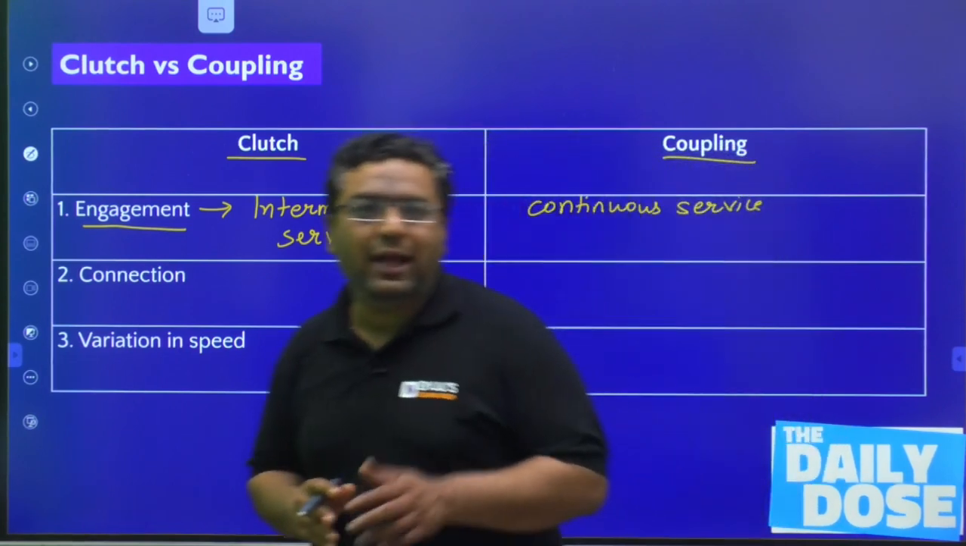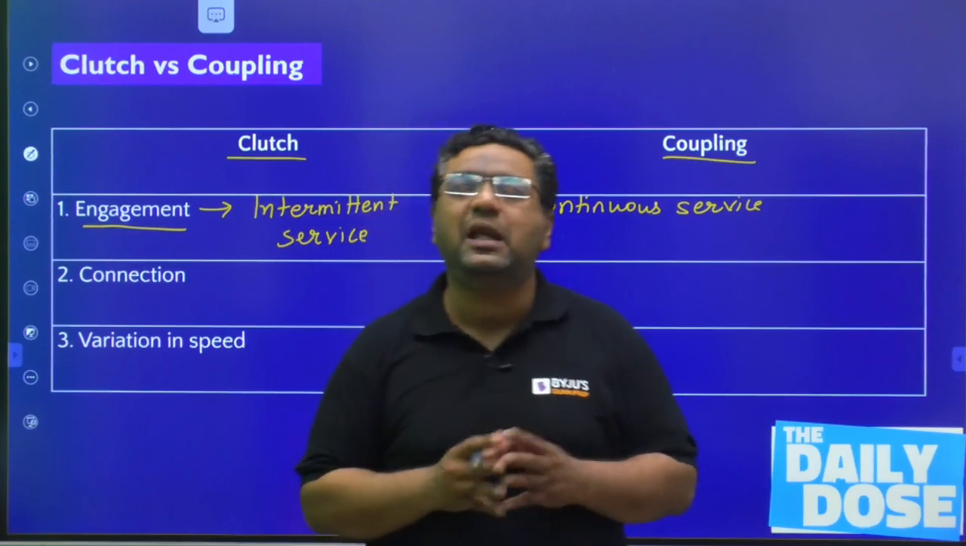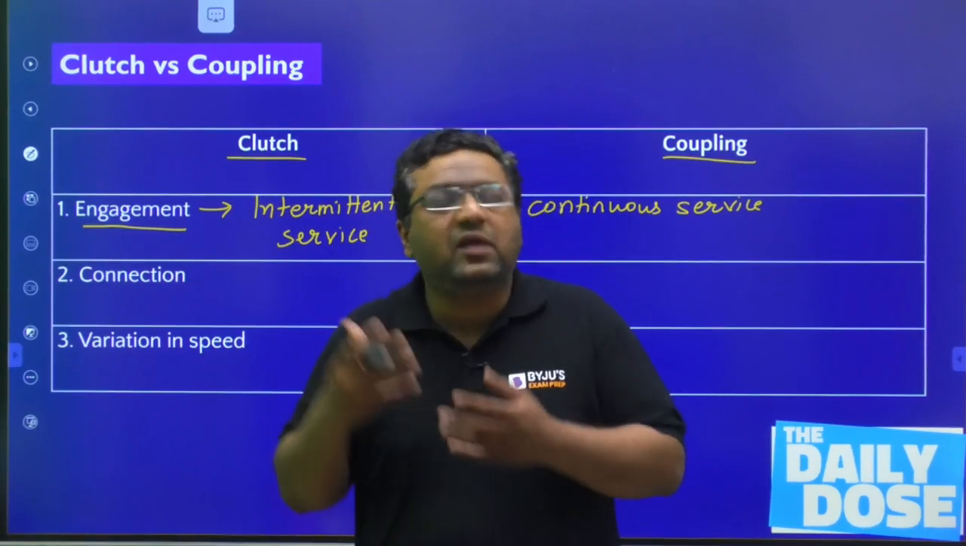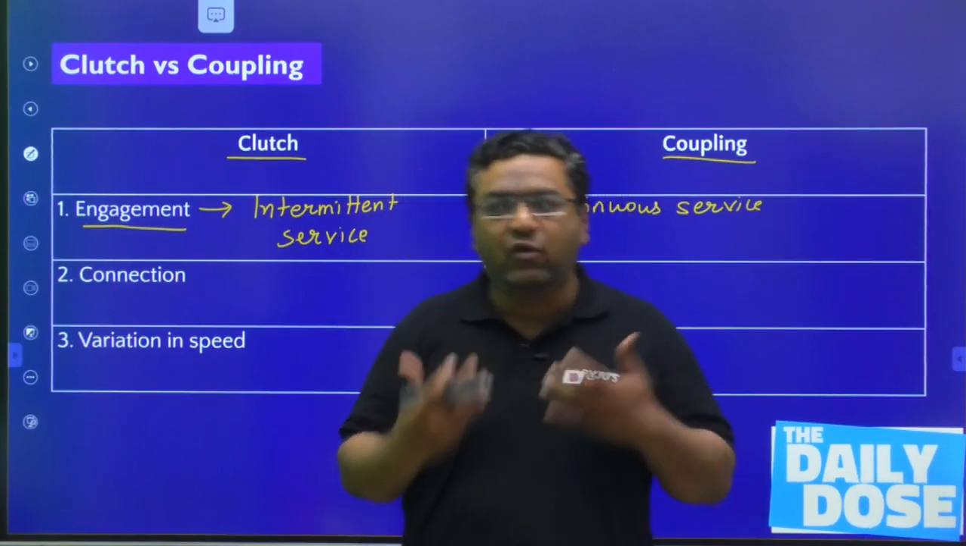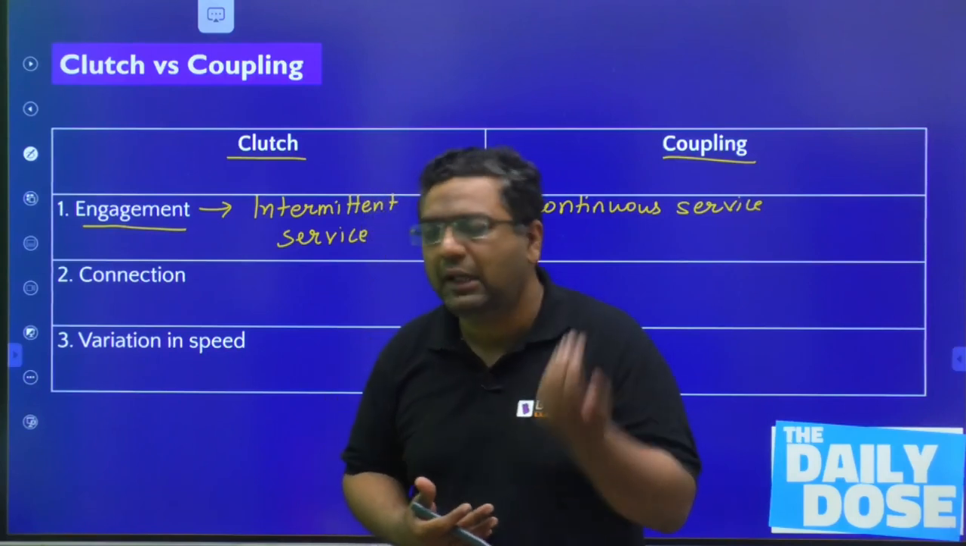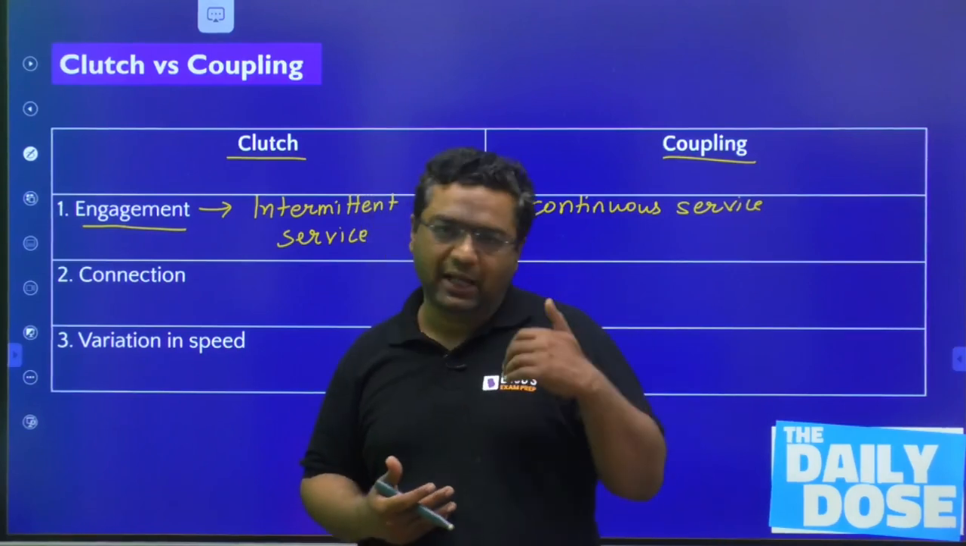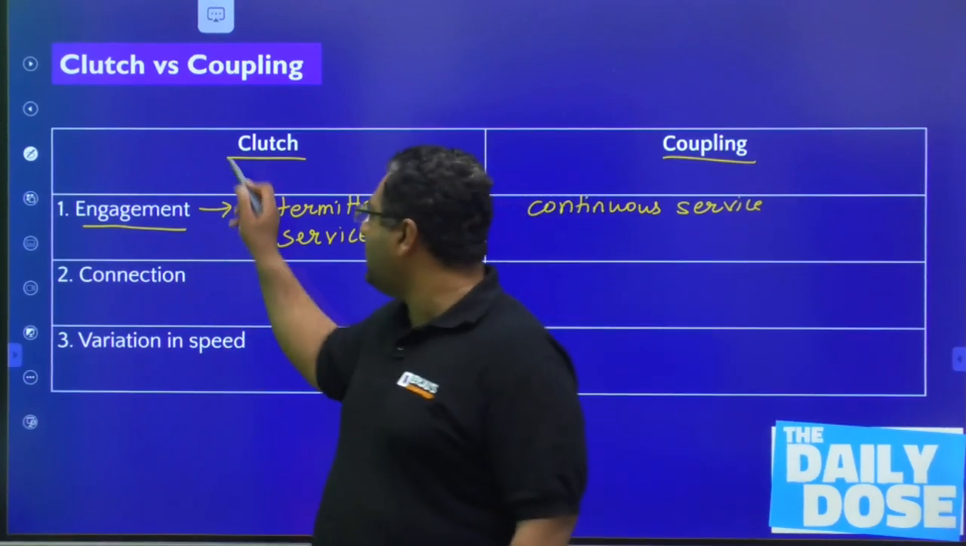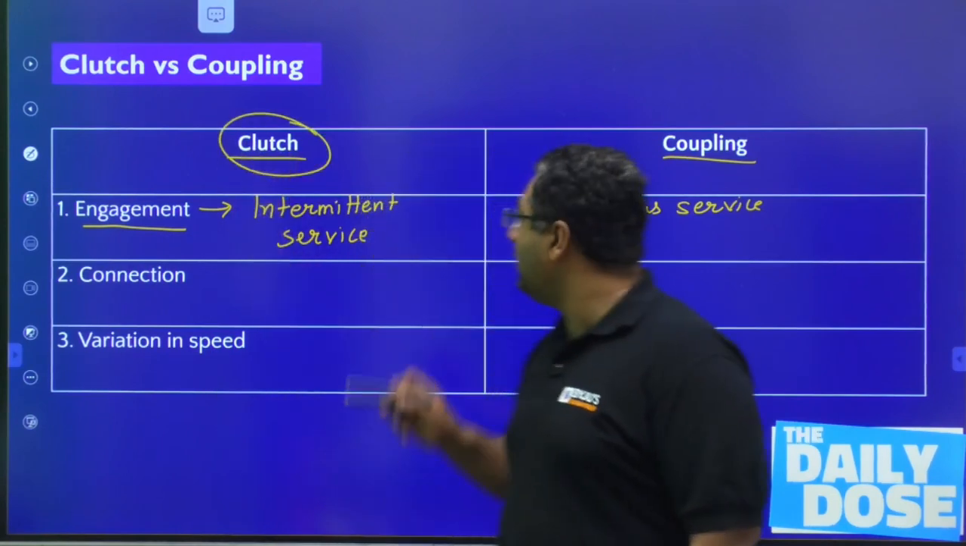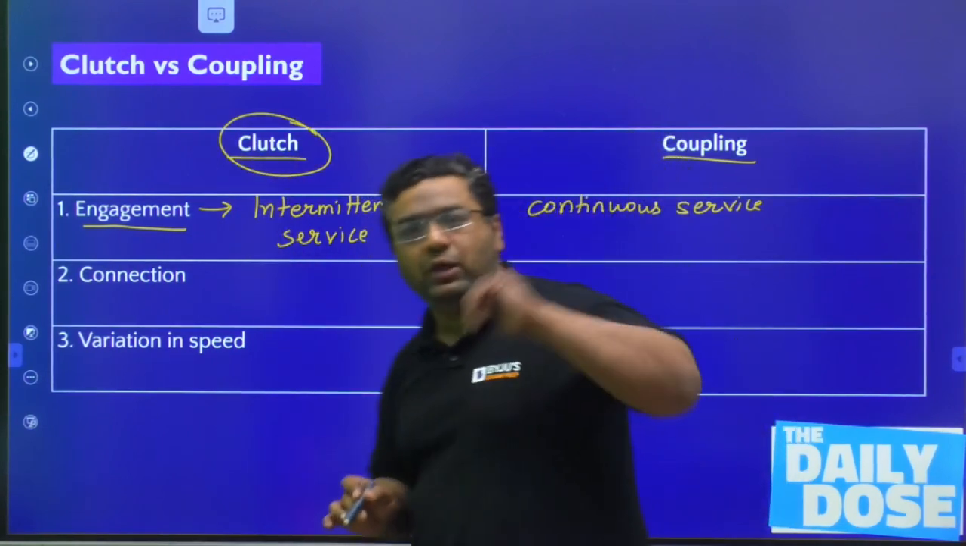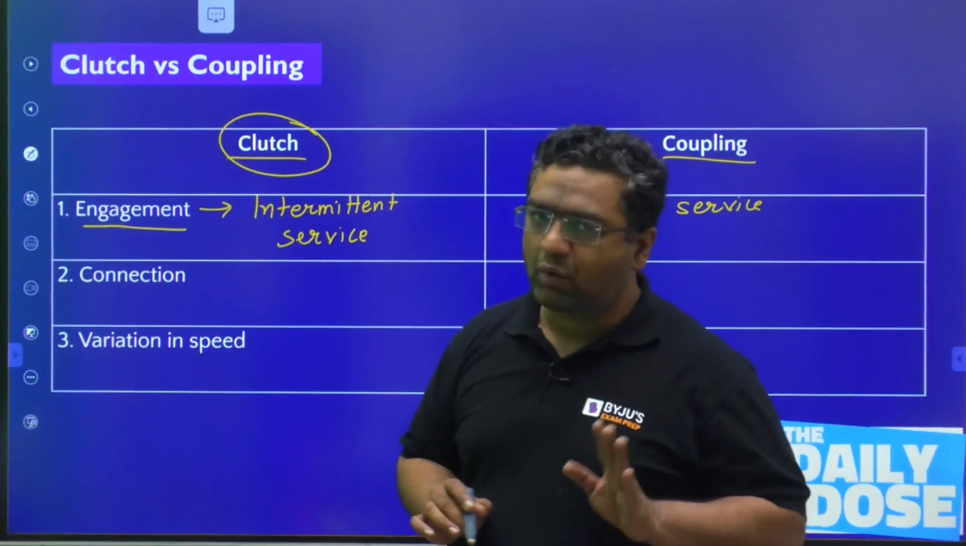Intermittent means where engagement and disengagement happen at the will of the operator. Like if the operator wants to engage, he can. If he wants to disengage, he can. That thing is possible in the clutches, but not possible in the coupling, because coupling gives continuous service, means engagement is there throughout.